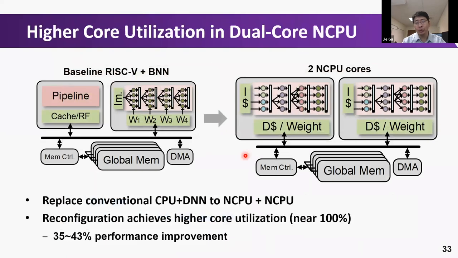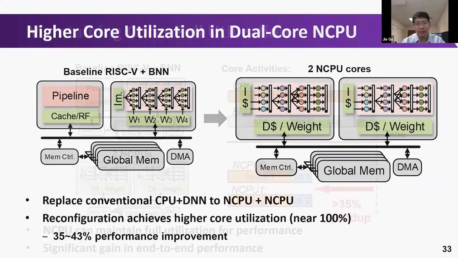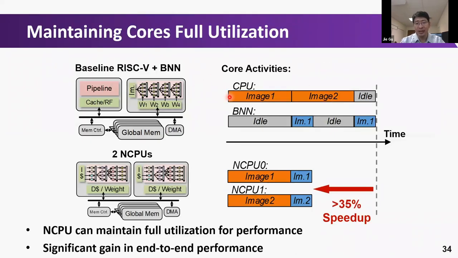Now, if you want to do a two-core system, basically we can build two CPU cores into our processor. In that case, we see an even bigger benefit of building this kind of reconfigurable architecture. The benefit actually comes down to higher core utilization in the real-time application. Here I'm showing the case where, in the real-time application, you still have to go sequentially with one image and then another image, and use the CPU to do the pre-processing, and then use the accelerator to finish the classification job.